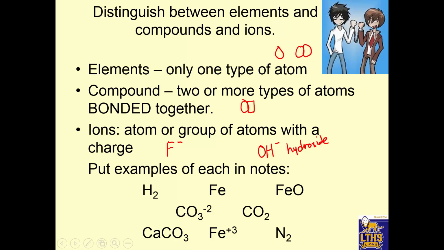This is a group of atoms with a charge. So make sure you have some of these in your notes, and we'll look at them in class, but just classify these as, oh, this must be an element because it's only got one kind of atom. This is an ion because it's got a charge. And this is a compound because it has 2 or more elements bonded together.